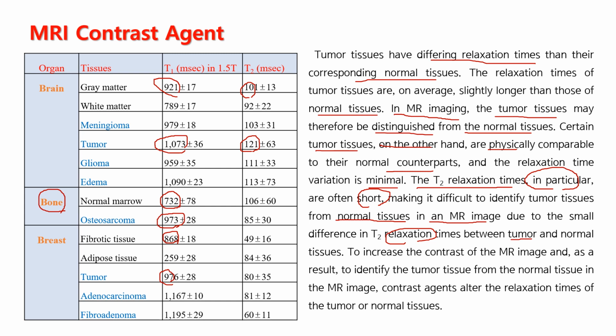To increase the contrast of the MR image and, as a result, to identify the tumor tissue from the normal tissue in the MR image, contrast agents alter the relaxation times of the tumor or normal tissues. So if we use contrast agent, we can get a more contrasted image.